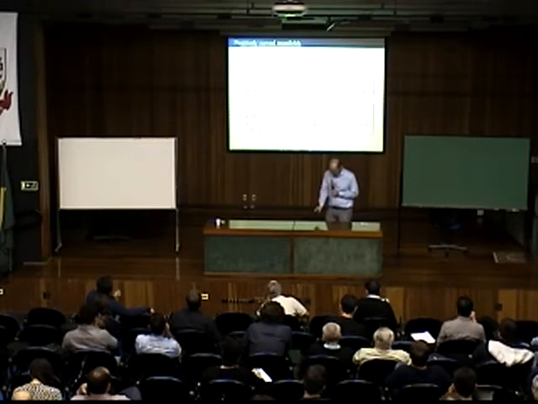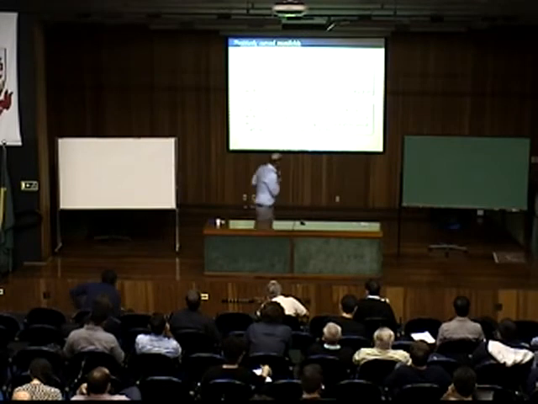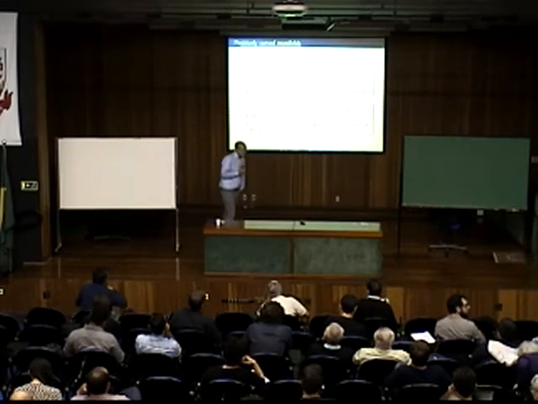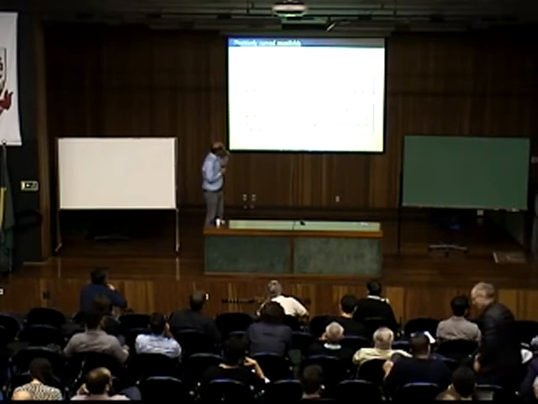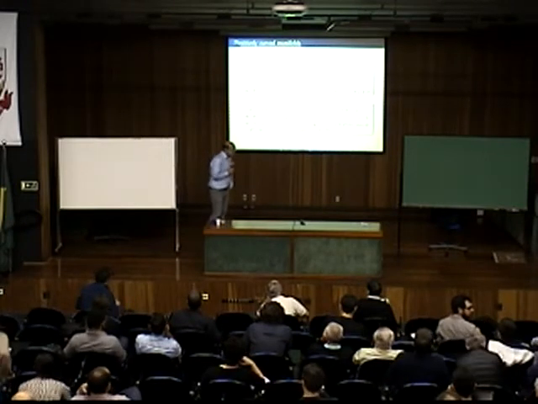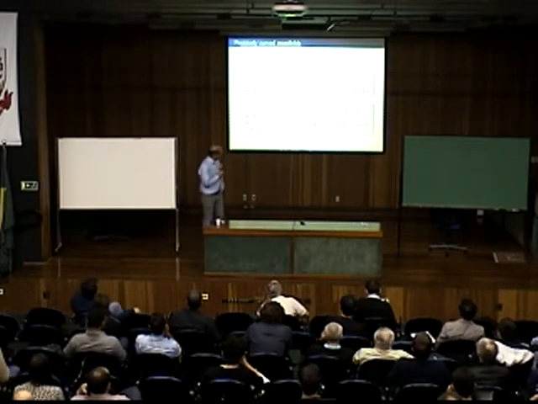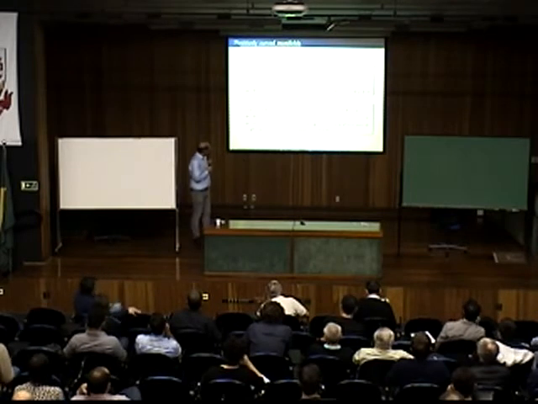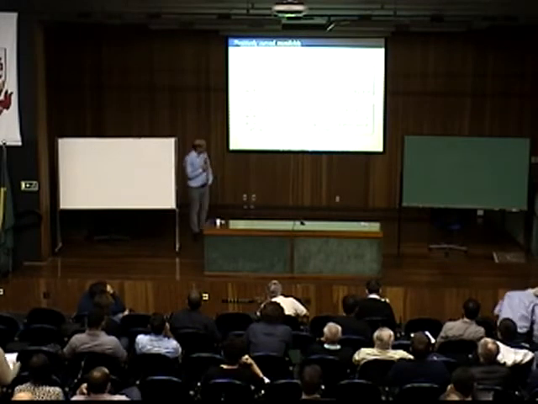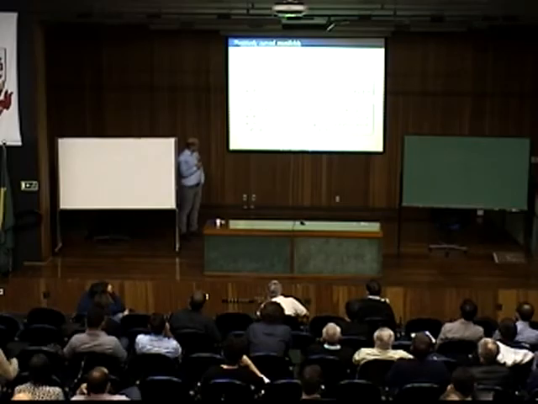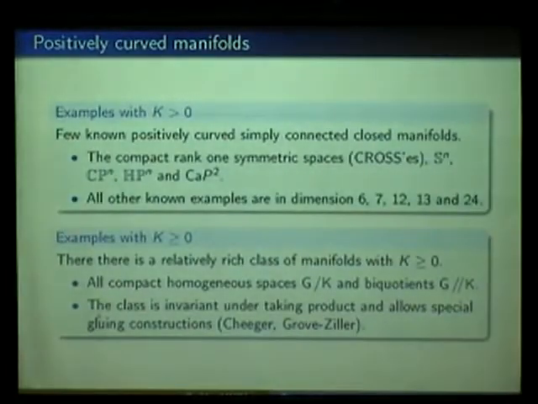All right, so what's the basic problem in positive curvature? One of the problems is there are very few examples of such manifolds, right? So in the simply connected case, there are the crosses which have been there forever, so compact rank 1 symmetric spaces, SN, CPN, HPN, and the Cayley plane. And all other known examples are only in very few dimensions, so in dimensions 6, 12, 7, 12, 13, and 24. And only in the two odd dimensions there are infinitely many. So in all other dimensions there are only one or two examples.